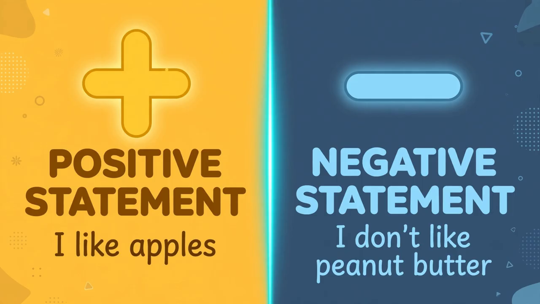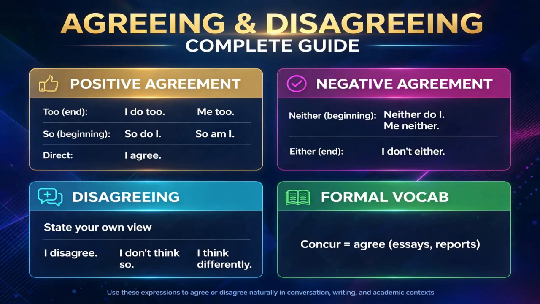Complete summary. All right, let's bring it all together with a complete summary table. For positive statements: too at the end, I do too, me too. So at the beginning, so do I, so am I, so can I. Direct: I agree. For negative statements: neither at the beginning, neither do I, me neither, casual. Either at the end, I don't either. Never use me too for a negative statement.